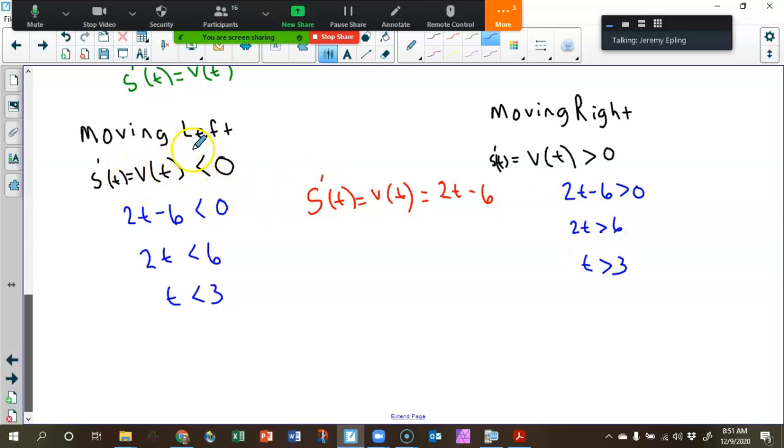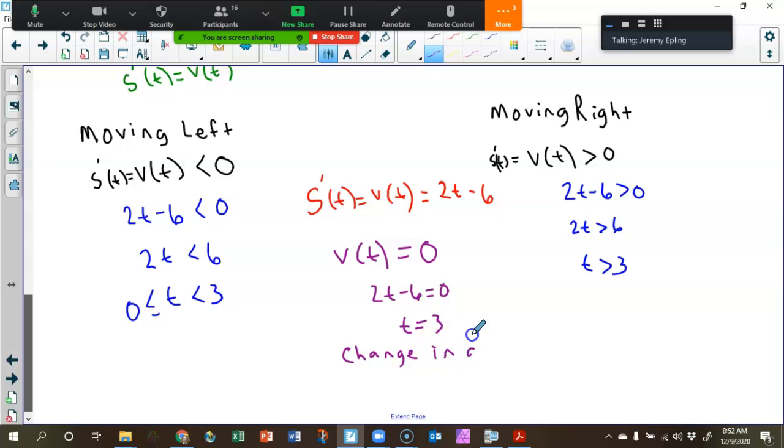And we have that our particle's moving to the left for the first 3 seconds. We need to remember we do have time values that are greater than or equal to 0. Anytime after 3 seconds, we're moving to the right. Notice there that our velocity is equal to 0 when t is equal to 3. That's where we have this change in direction.